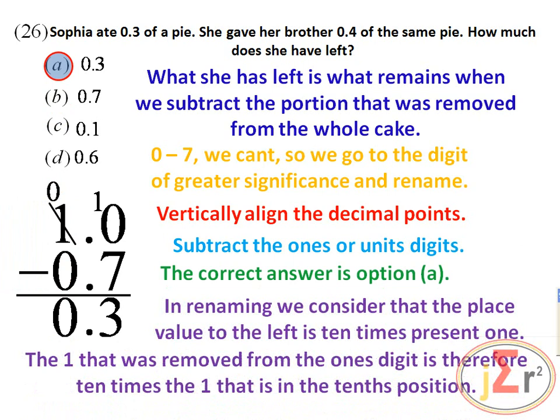In renaming, we consider that the place value to the left is 10 times the present one. The 1 that was removed from the ones digit is therefore 10 times the 1 that is in the tenths position. So the ones digit is 10 times the tenths digit, because in renaming we need to consider that the place value to the left is always 10 times the present place value.